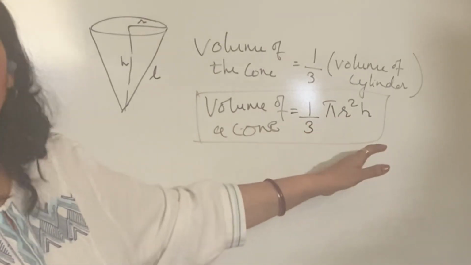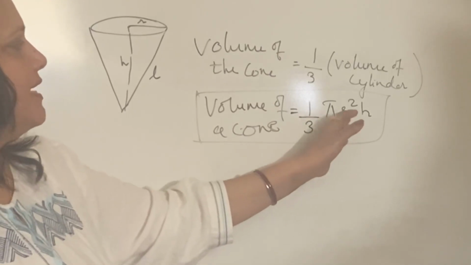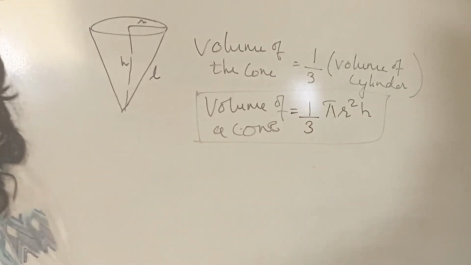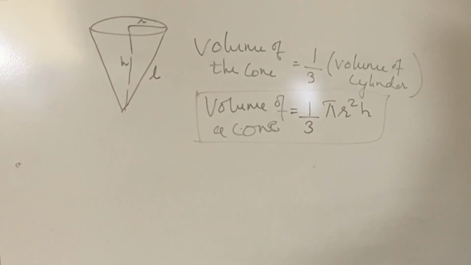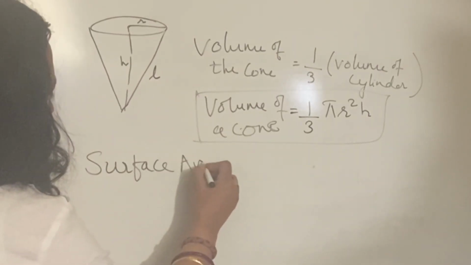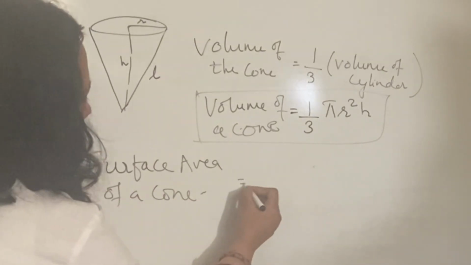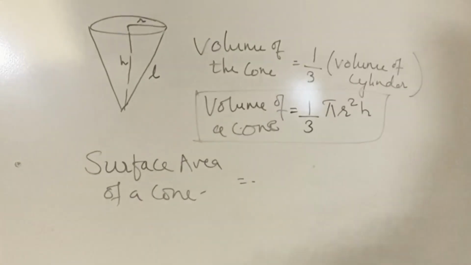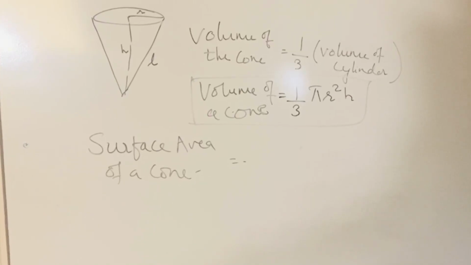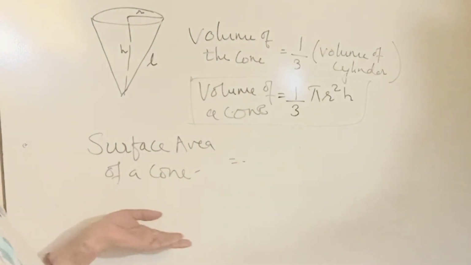Now this is a standard formula for volume of a cone, which we will remember, that it is 1/3 of volume of the cylinder. So that is 1/3 of volume of the cylinder, pi r square h. Okay. Now we will have to find the surface area of a cone. So now let's see surface area of a cone.